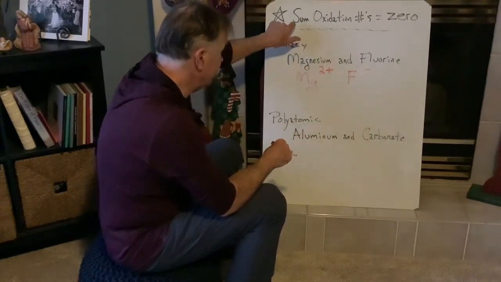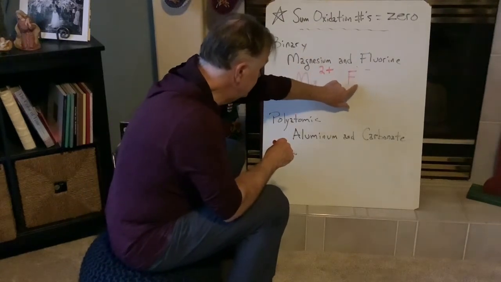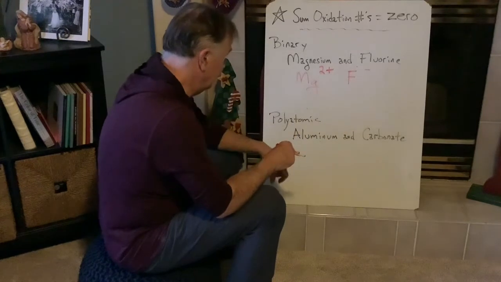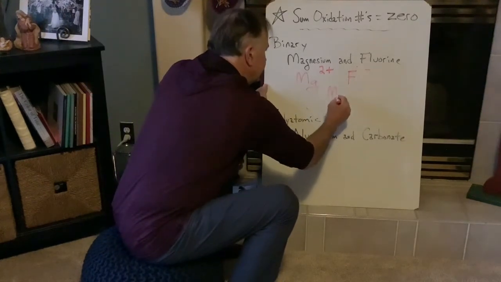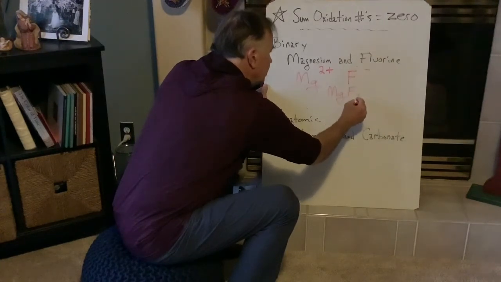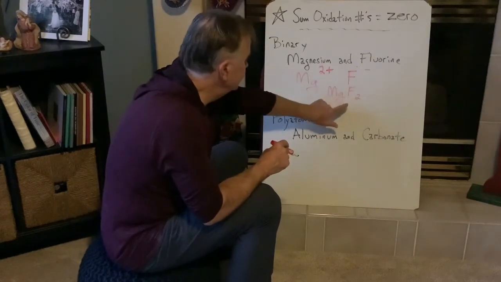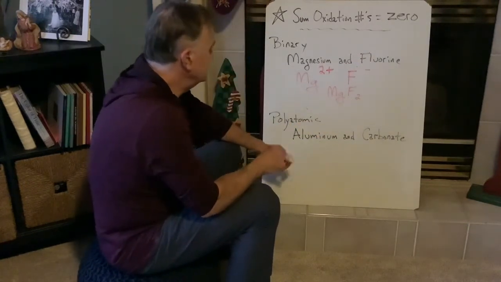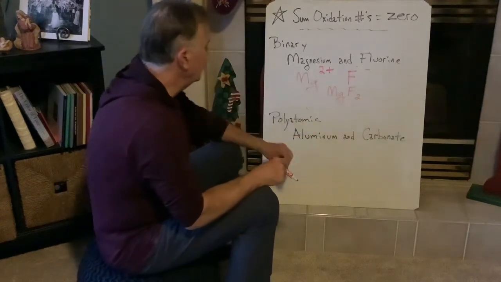Now in this case, they have to equal 0. So for this to equal 0, you need 2 F's to equal that 1 Mg. So this formula would be MgF2. You write that 2 as a subscript. That means 2 fluorines are needed to balance that 1 magnesium, because that's a 1 minus and that's a 2 plus. So that would be the correct formula.